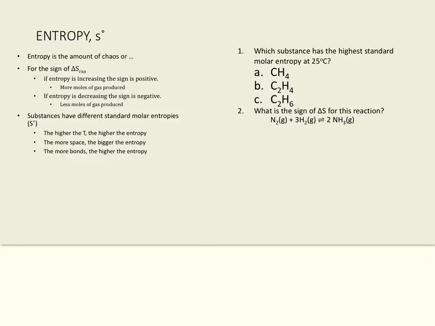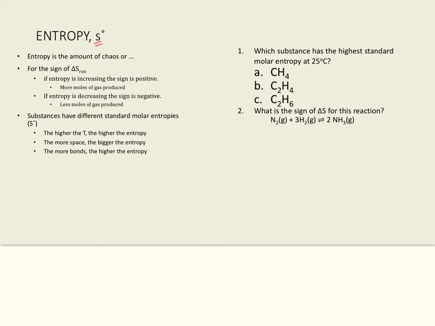All right, next, entropy. That should be capitalized. Entropy is the amount of chaos or disorder that a reaction has. For the sign of delta S of a reaction, if the entropy is increasing, the sign is positive. Like if more moles of a gas are produced, then the sign would be positive. If the entropy is decreasing, the sign is negative: fewer moles of gas produced than what it started with.